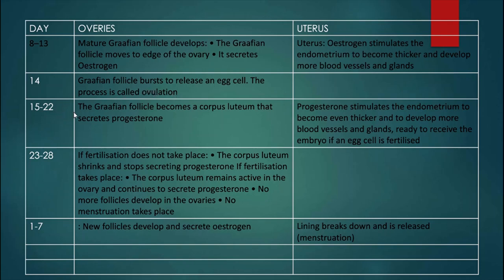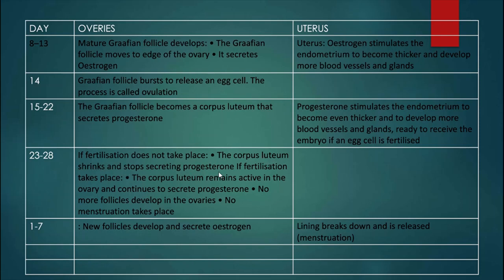The Graafian follicle becomes a corpus luteum that secretes progesterone. Now, when progesterone is secreted by the corpus luteum, what happens in the uterus? Progesterone stimulates the endometrium to become even thicker and to develop more blood vessels, ready to receive an embryo if an egg cell is fertilized. Where does fertilization take place? In the fallopian tube. If fertilization does not take place, the corpus luteum shrinks and stops secreting progesterone.